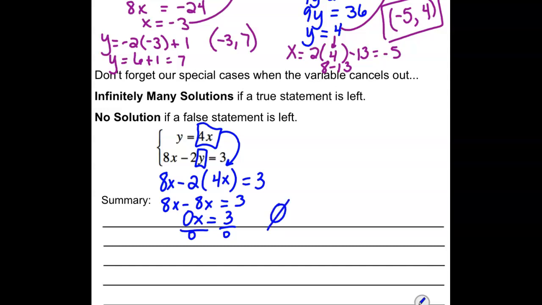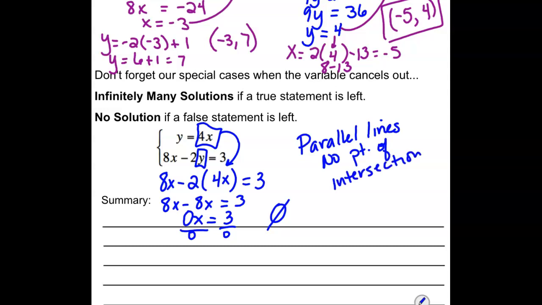There's no value for x or y that would make that system true. These are parallel lines. They will never intersect. All right, so if your variable disappears, you have to look at whether you have a true statement. 0 does not equal 3. So we have a false statement. There's no solution.